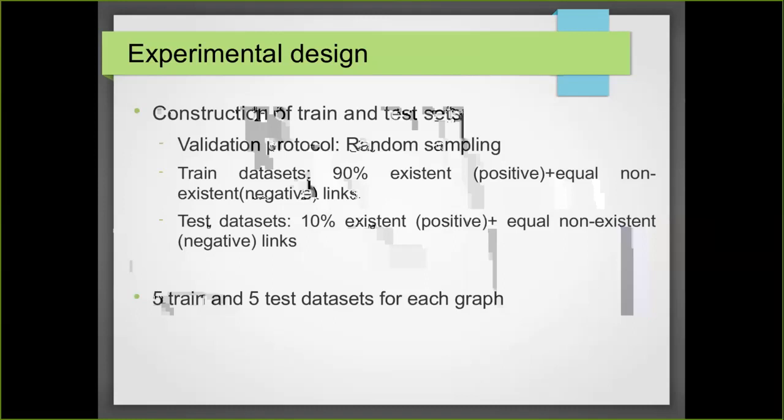For the training and test datasets, we followed a 90%, 10% separation. It means that 90% of existing links are included in the training dataset, along with an equal number of non-existent links, called negative links. Also in the test dataset, we have 10% existing links and equal non-existent links. And we build 5 training and 5 test datasets by random sampling.